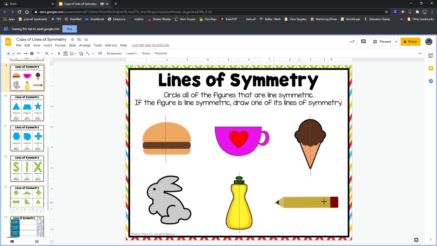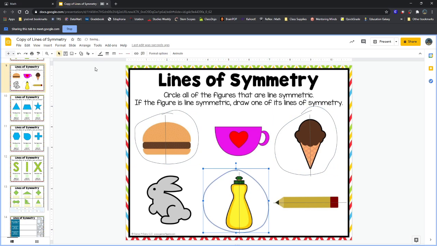Remember, symmetry doesn't always have to be a line going up and down. The line can be going side to side, or it could even be going diagonally, either way. So the pencil does have a line of symmetry. It's the only one on this page that has a line of symmetry that is horizontal, that's side to side. So my hamburger, my ice cream cone, my soap, my pencil, all have lines of symmetry.